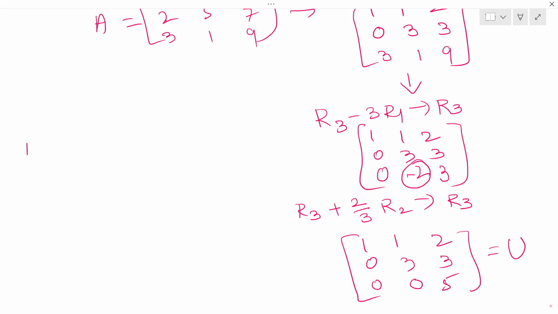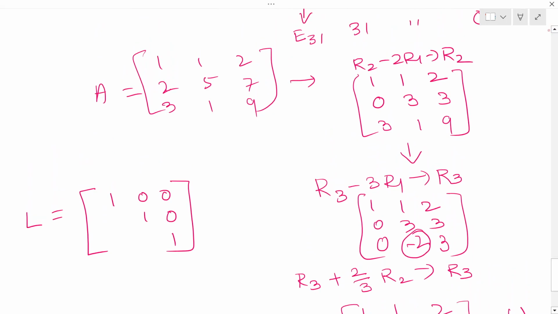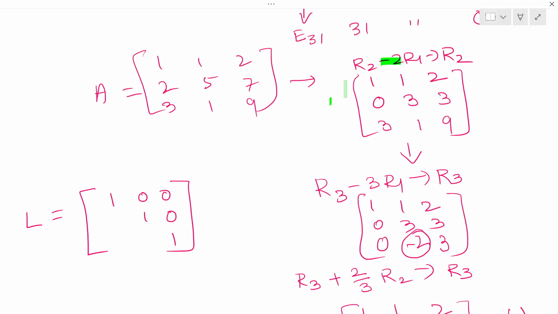Now what is my L? Observe my L. 1 0 0, 1 0, 1. This much is common. Now we will write, observe here, what operation? What is my 2 1 position? It is minus 2. What is my 3 1 position? Minus 3. 3 2 position plus 2 by 3. Okay, these will be my new position elements.